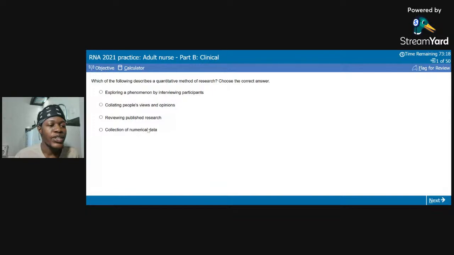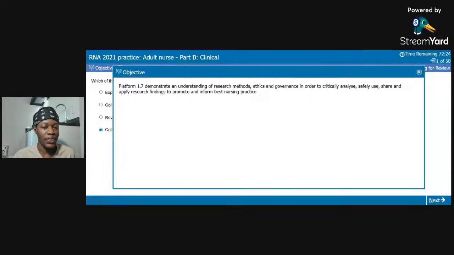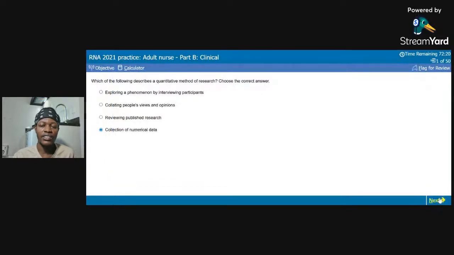All right. Which of the following describes a quantitative method of research? Now, what do we mean by quantitative? That means something that can be measured, given a number. The first option says exploring a phenomenon by interviewing participants. Second option says collecting people's views and opinions. Third option says reviewing published research, and fourth option says collection of numerical data. Remember what I said, where it can be quantified. Views and opinions cannot be quantified. So our most suitable answer is collection of numerical data. Let's check the objective. It says demonstrate an understanding of research methods. So let's go to the next one.